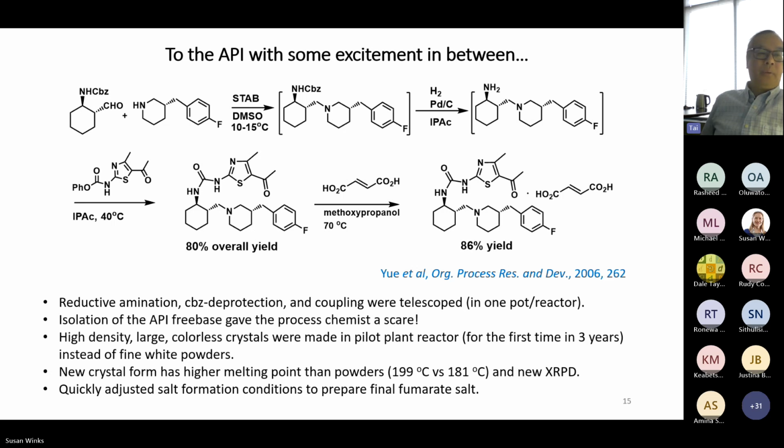So, we had to do some last minute work to modify the salt formation conditions. In the end, we were successful in preparing the fumarate salt, I think on about 11, 12 kilogram scale. That allowed us to support the first in human campaign and further on. Next, please.